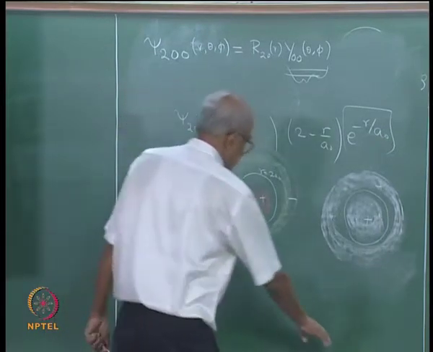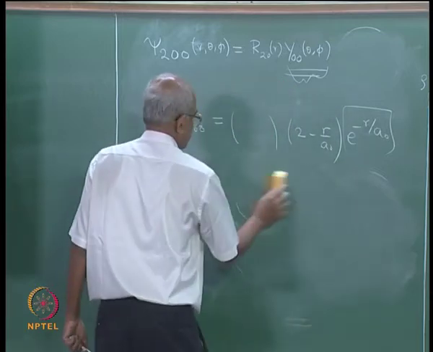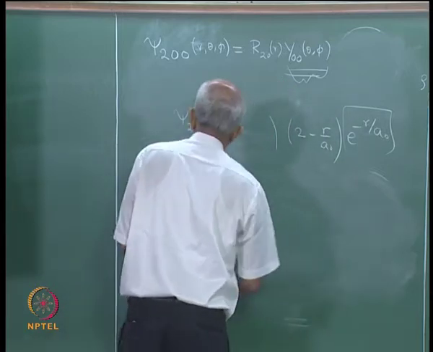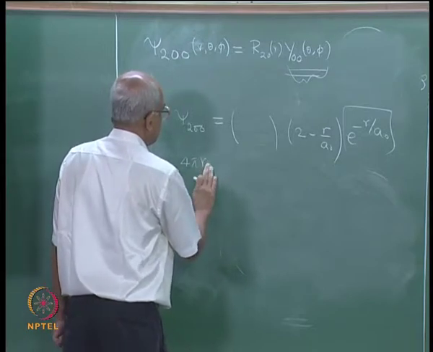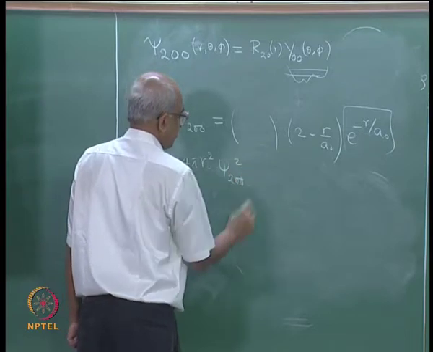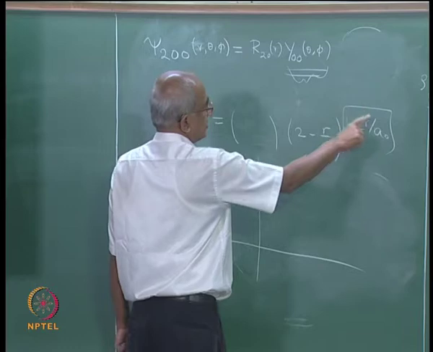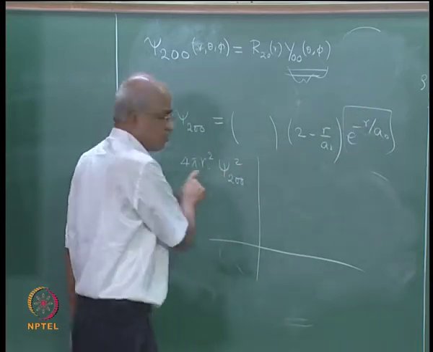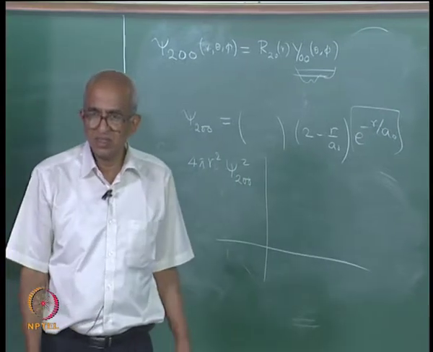I can also make a plot of the radial distribution function. What will that be? It is going to be 4 pi r square psi 2 0 0 square. How will you make a plot? Well, it is fairly simple. All that you need to do is take this function, put it there, calculate 4 pi r square into that square and make a plot.